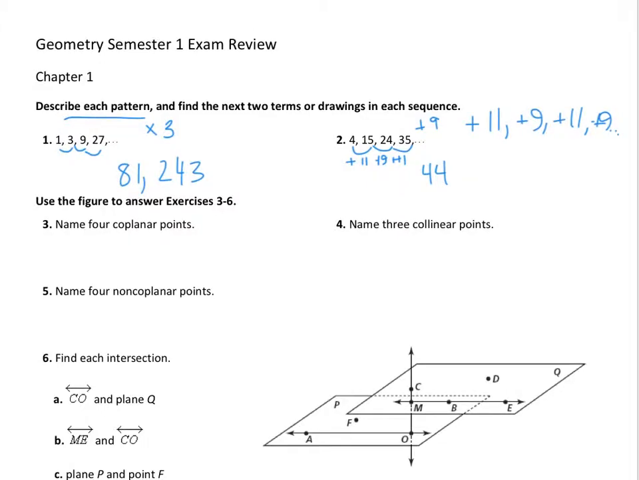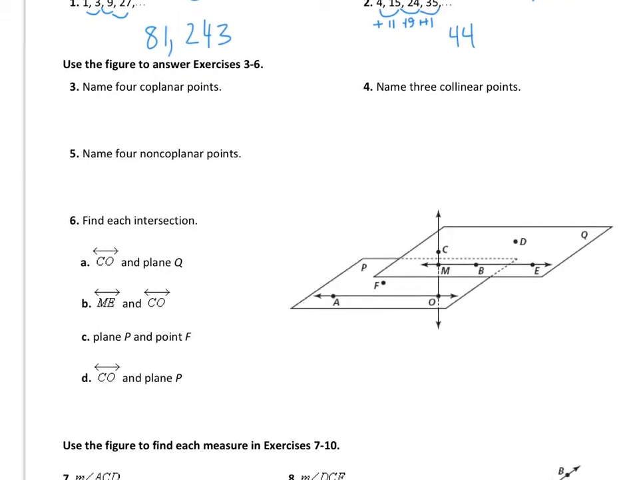Then number 3, name 4 coplanar points. So coplanar means they lie on the same plane. So if this is my plane, this is plane Q, C, M, B, D, E are all on this plane. These are coplanar. This plane down here is called plane P. O, F, A, they are on this plane, plane P.